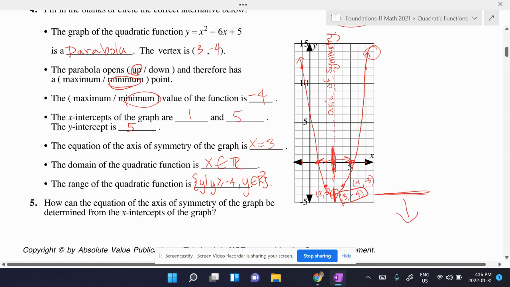So what I can do is 5 minus 1, which gives me 4, and then I divide that by 2, which equals 2. So from this point, it's 2 away from this point, and it's 2 away from this point. So I would say 1 plus 2 equals 3.